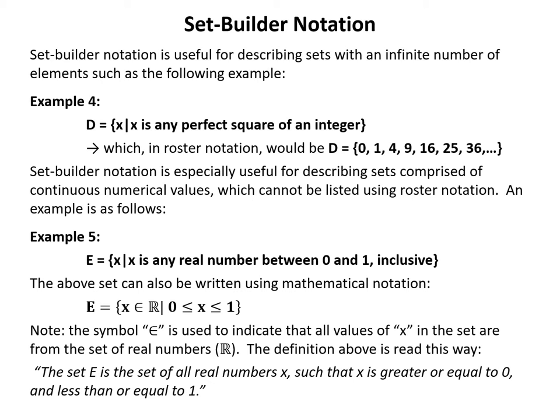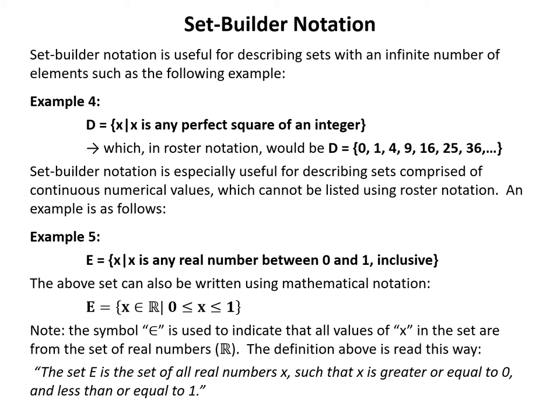Set builder notation is useful for describing sets with an infinite number of elements, such as in the following example. Example 4 has set D, which is the set of all x such that x is any perfect square of an integer. We can list it in roster notation as D equals 0, 1, 4, 9, 16, 25, 36, and then the dot, dot, dot is sort of like an et cetera, which means that it keeps going. There's no upper limit. So while we can show the set in roster notation using the dot, dot, dot, having the set builder notation gives us a straightforward way of explaining what is actually an infinite set.